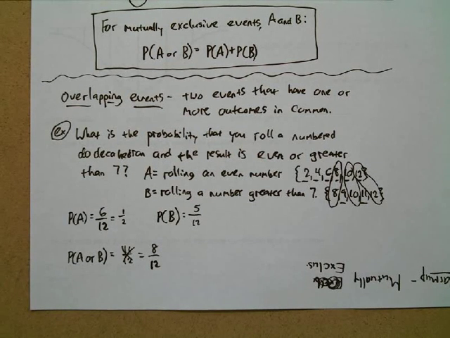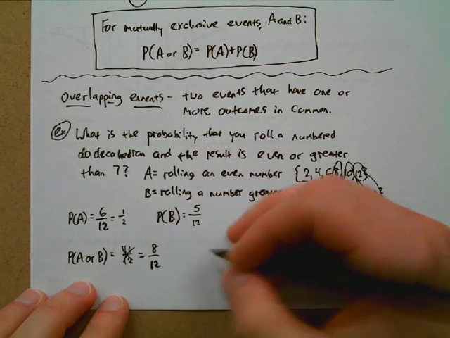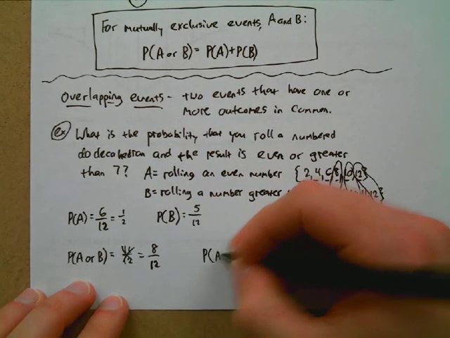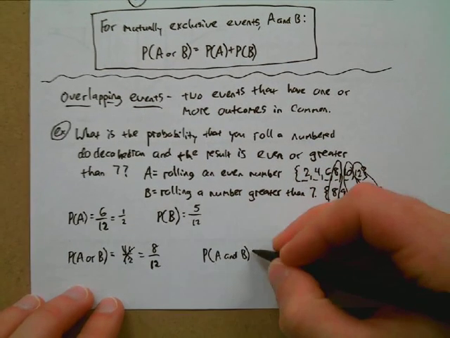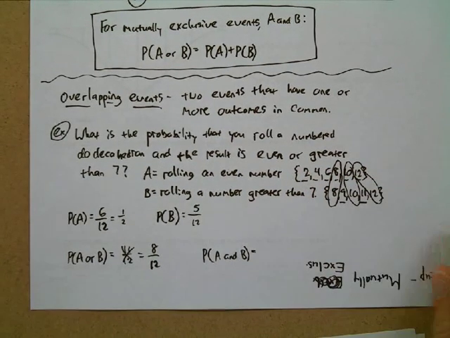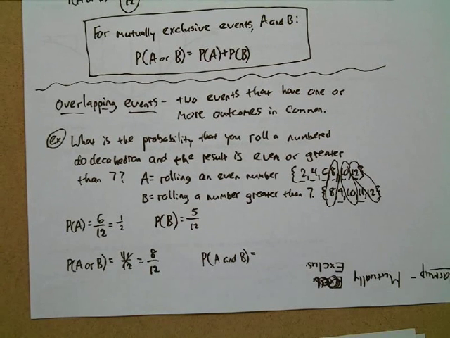Okay. Which we can kind of figure out by doing the probability of A and B happening. So let's take a look at that. What's the probability of A and B happening? So that means what's the probability of both rolling an even number and rolling a number greater than 7?